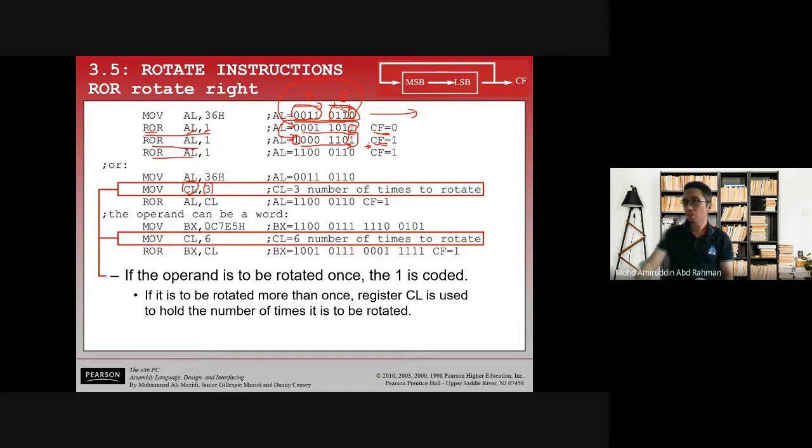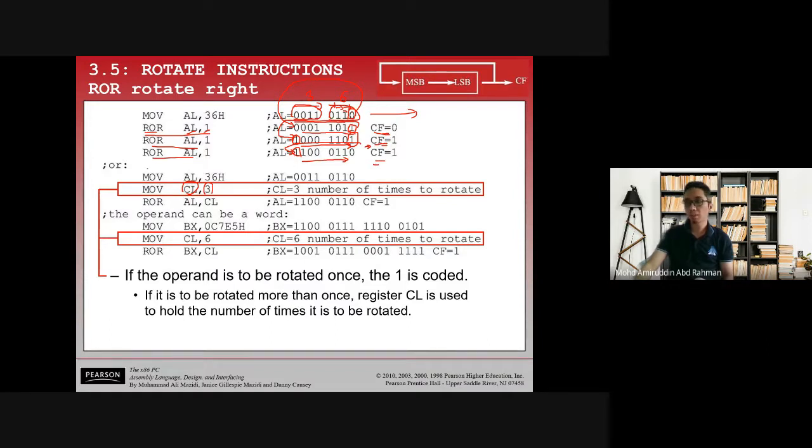Alright, so once we have that, this will be brought to the most significant bit. So you have one over here, and then all of these 7 bits will be brought to the right. Okay, 100, 130, and 110. So that's CF 0.